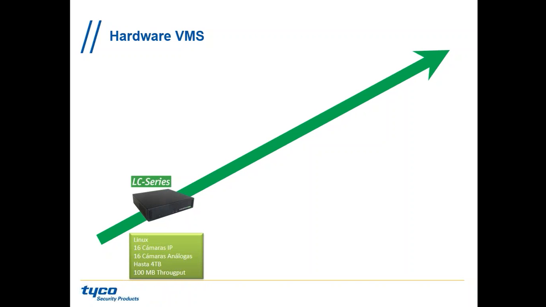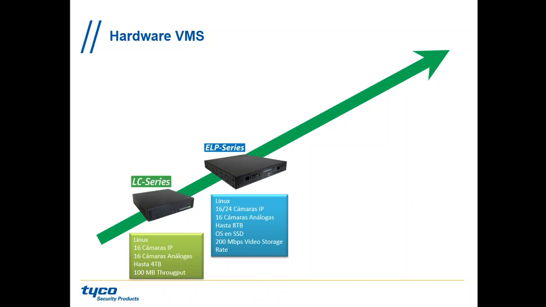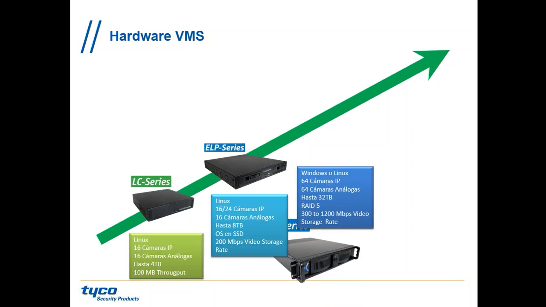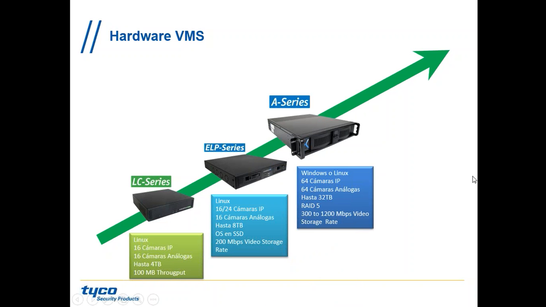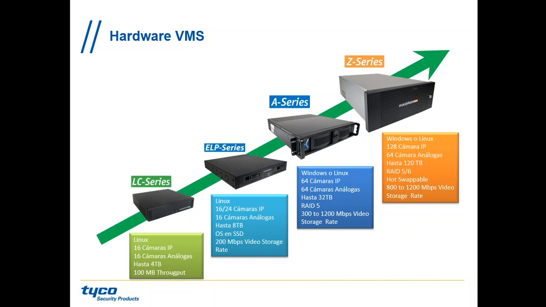So we have the LC series, Linux, 16 IP, 16 analog, and that goes to 4 terabytes. We have the ELP series, still Linux, 16 or 24 IP, 16 analog, and that goes to 8 terabytes. And the OS is on an SSD drive, to make it faster. And then you have the A series, that can be a Windows platform or Linux, 64 IP cameras, 64 analog, 32 terabytes. You have the Z series. These can go up to 128 IP cameras, 64 analog, and 120 terabytes, and so on.